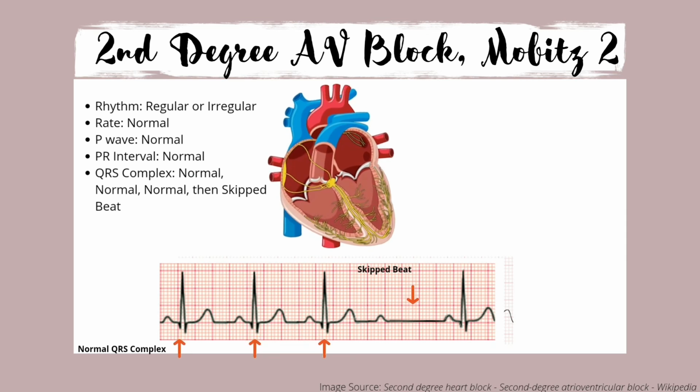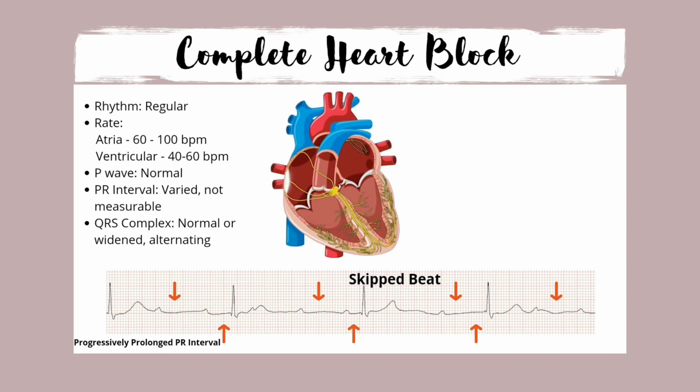Characteristics. Rhythm can be regular or irregular. Rate, normal. P wave, normal. PR interval, normal. QRS complex is normal, then suddenly followed by a dropped beat.